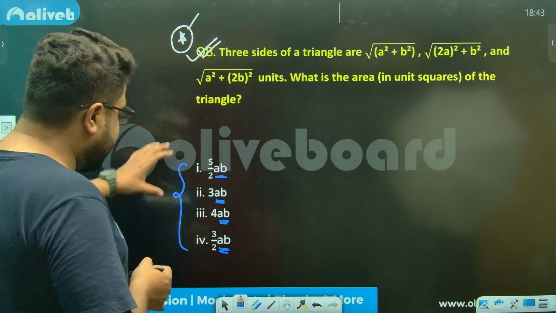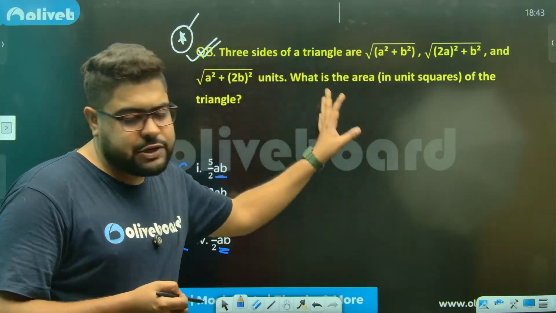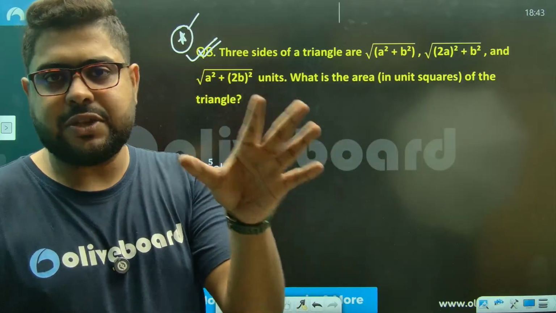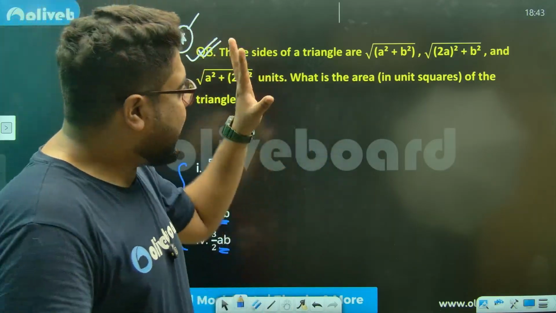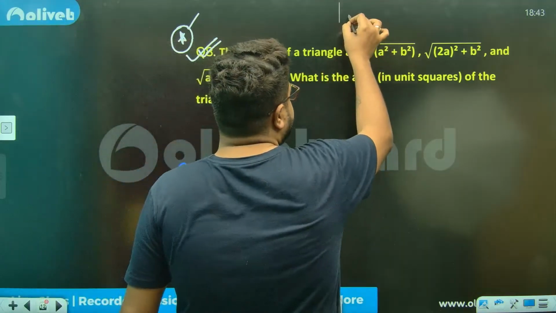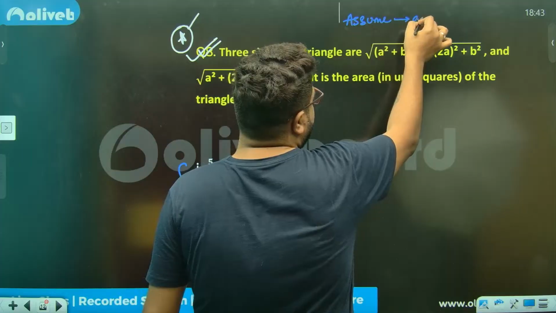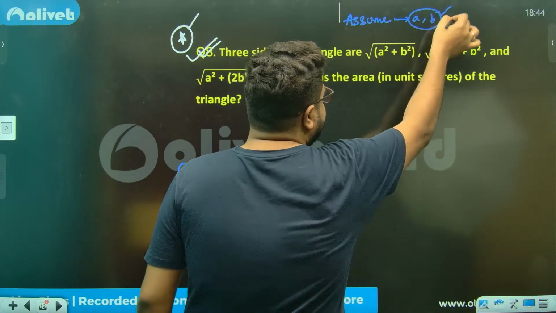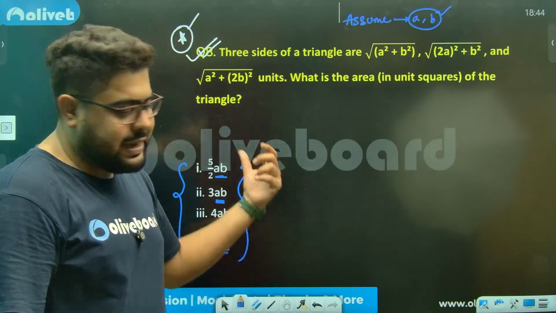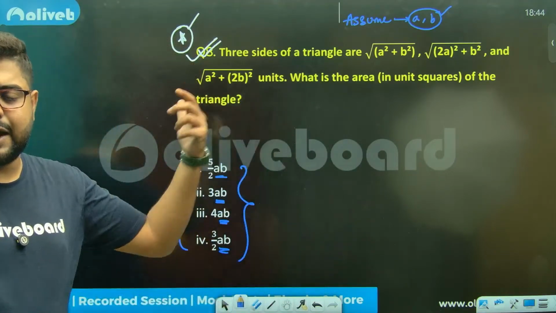So meaning my answer, or the area of this particular triangle, depends on the value of A and B. Can I now think, acha, if that is the case, if I assume values for A and B and put the same values in the options as well, I can get my answers. Whichever option matches, I'll get that.